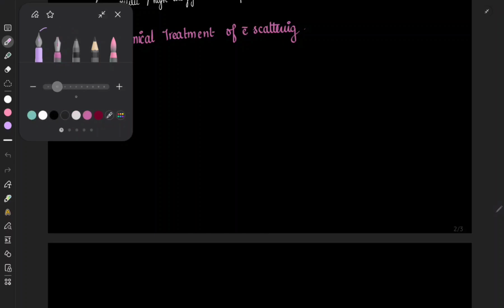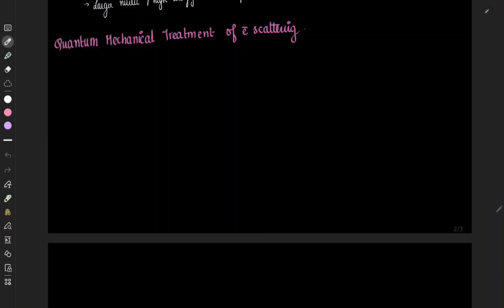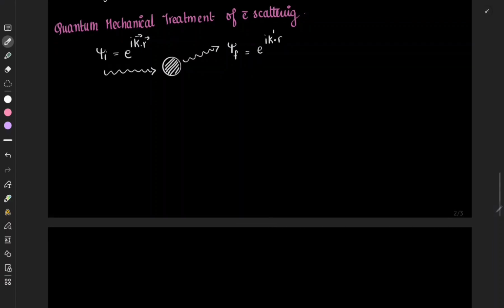In this video we'll be discussing the quantum mechanical treatment of electron scattering. Consider there is a particle here and there is this incoming wave, psi i, the wave function equal to e raised to i k dot r, and then the final wave psi f is equal to e raised to i k dash dot r, where the magnitude of k is related to the energy of the electrons.